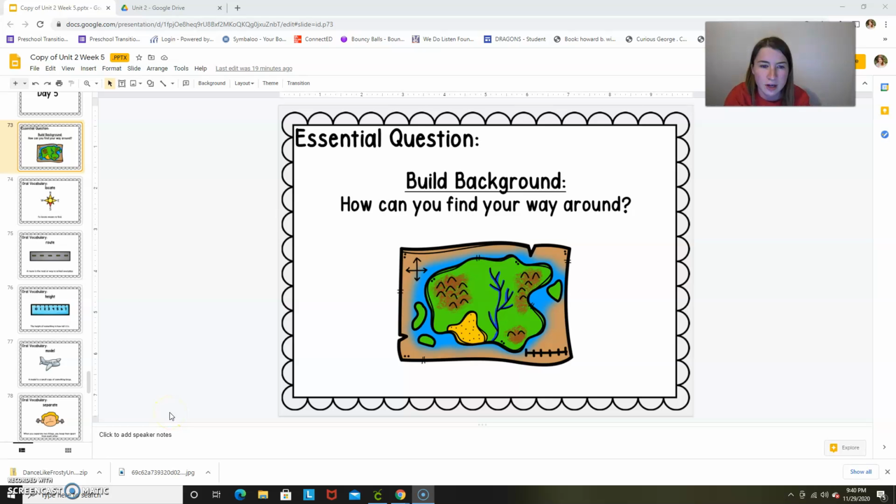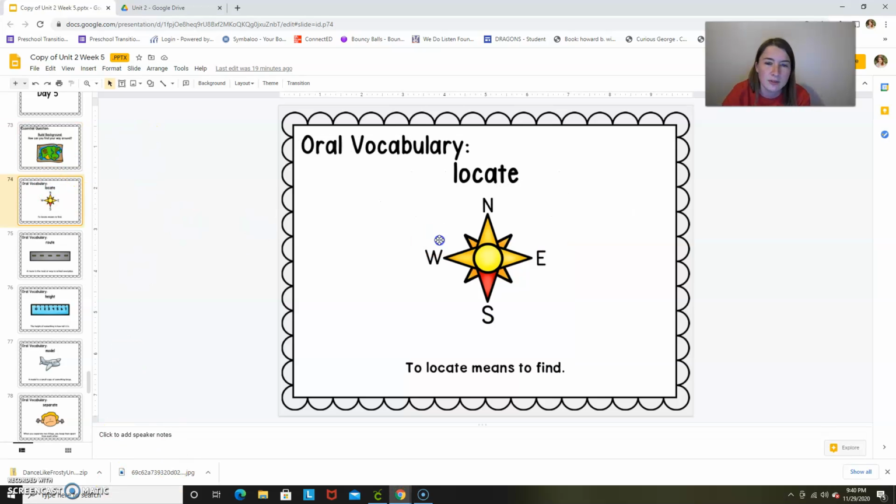Alright, hello first graders. Our question this week is how can you find your way around? We use a map. Today you guys are going to create a map. That'll be one of your activities to do. Okay? We're going to review some vocabulary words.